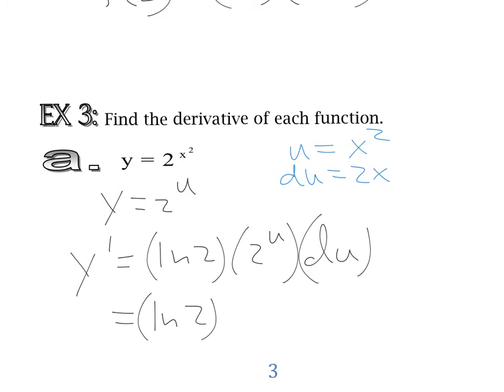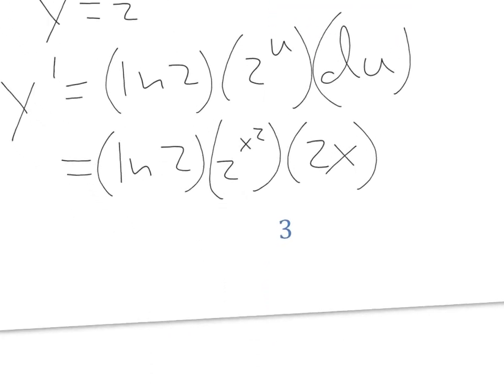Alright, so the natural log of 2, this is really 2 to the x squared, and my du is really 2x. Now, I want to show you something about how you can organize this answer that you probably are going to understand, but you probably just have never seen before.